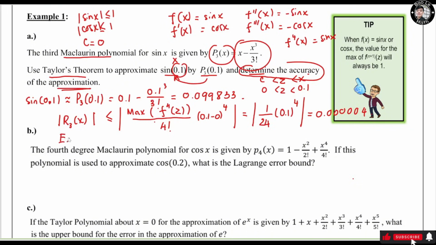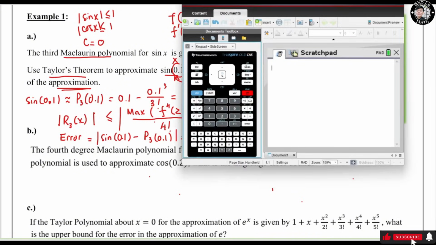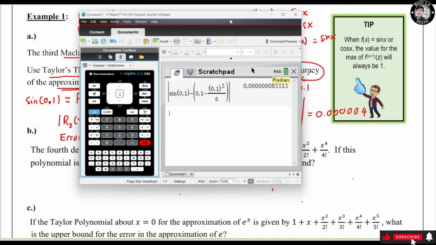So the error is the absolute value of the actual value, which means sine of 0.1, subtract the approximation, which is P3 of 0.1. So it's the absolute value of sine of 0.1 minus this guy right here, which is 0.1 minus 0.1 cubed over 3 factorial. I'm going to pull up the calculator. It's going to give me this value.